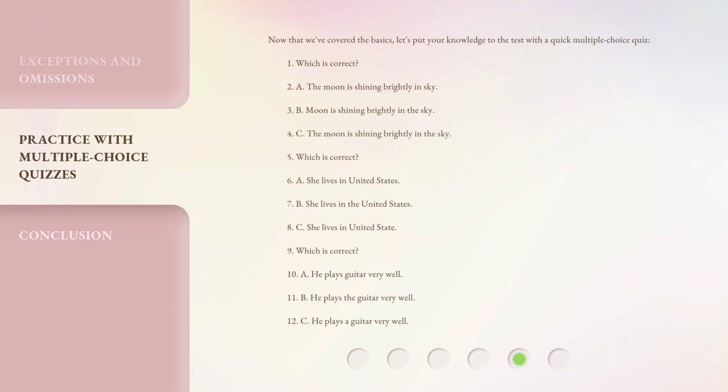3. Which is correct? A. He plays guitar very well. B. He plays the guitar very well. C. He plays a guitar very well.